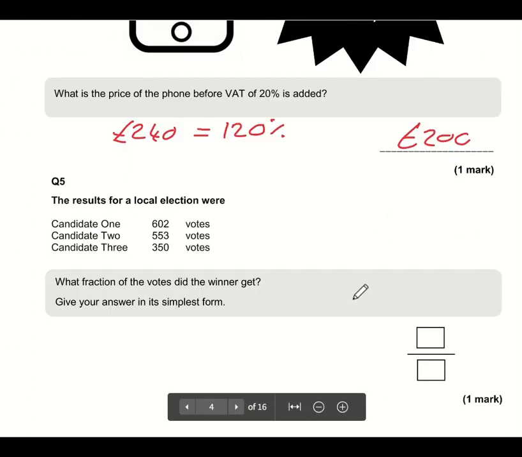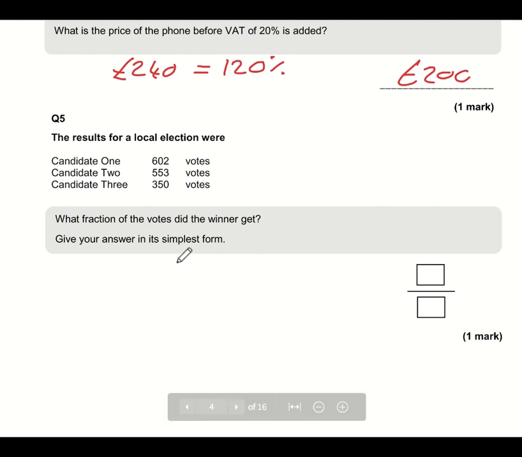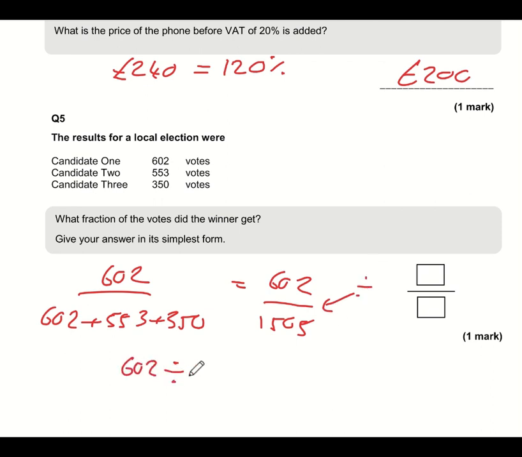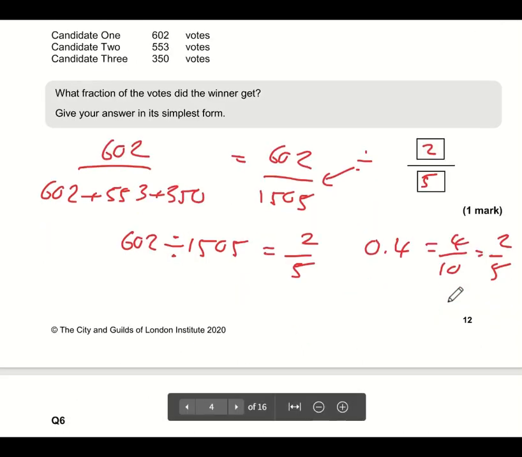So for question number 5, what fraction did the winner get? Well, the winner was candidate 1, so that's 602 out of a total of 602 plus 553 plus 350. So that is 602 out of 1505. Remember that the line of a fraction means divide. 602 divided by 1505, your calculator might say 2/5. It might say 0.4. If it says 0.4, then that is 4/10, and that can be simplified to 2/5. So he got 2/5 of the votes.